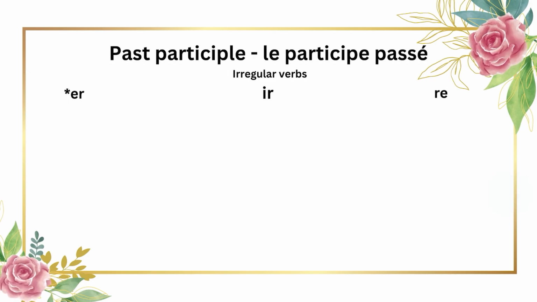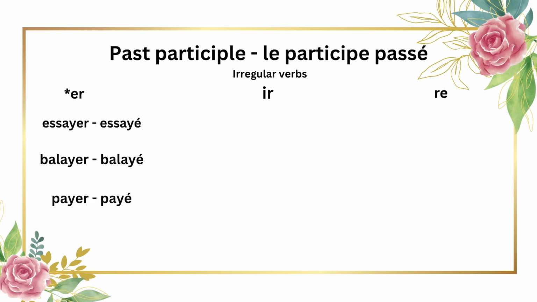On the other hand, we must also learn how to form the past participle for the irregular verbs. For irregular er verbs like essayer, balayer, payer and envoyer. These are irregular er verbs, but we form the past participle by simply dropping the er and adding again e accent aigu. However, this is not the case for the irregular ir and re verbs.